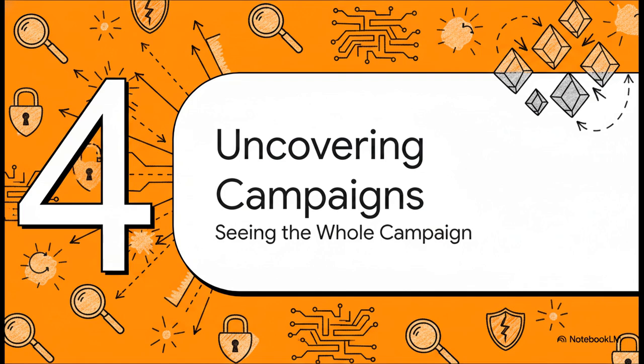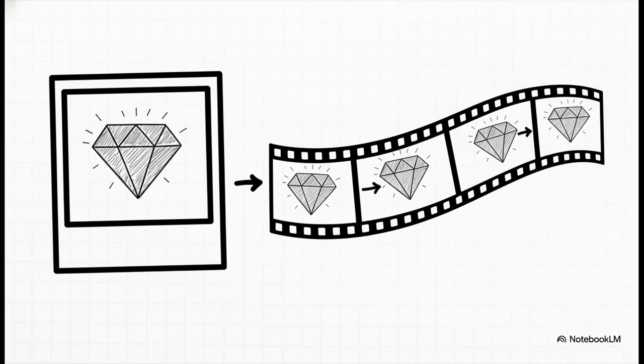Now, this pivoting is amazing for dissecting a single event. But what happens when we zoom out? Because, let's be real, adversaries are persistent. They don't just do one thing and go home. They run entire campaigns. A single diamond gives us a perfect snapshot of one moment in time. But if you really want to understand your enemy, you have to connect those snapshots. You have to see the full motion picture of how they operate.